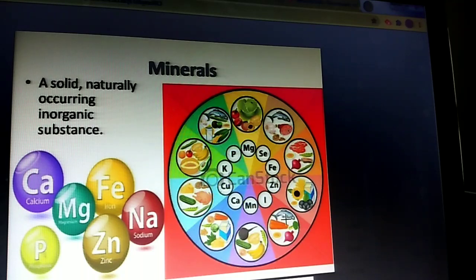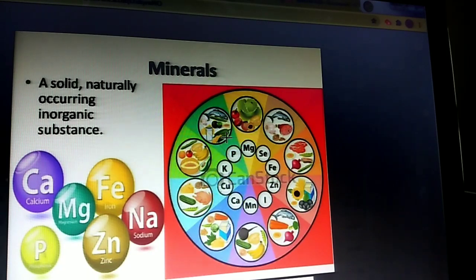For example, iodine. Seafood and fish are rich in iodine. Then salt materials, broccoli, turnip, carrot. In the same way, magnesium is present in beetroot, potato, peas, pear, banana. These are all examples in which these minerals are present, very rich in mineral content.